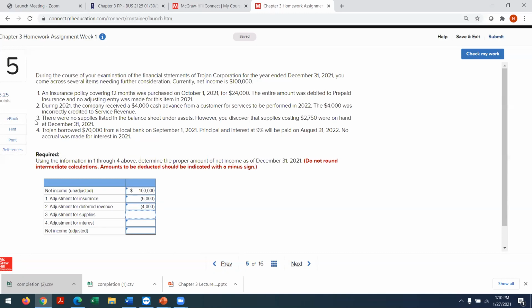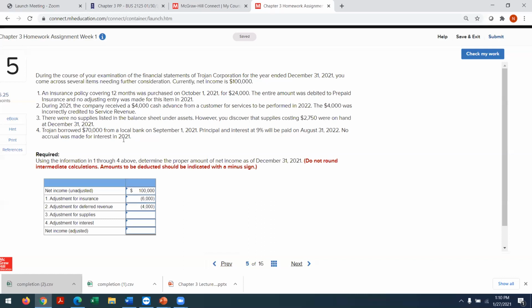Number 3. There were no supplies listed in the balance sheet under assets. However, you discovered, wait a minute, this is a plus. No, it's a negative. That's right. Sorry, I had to think out loud. Would y'all believe that was a learning experience, or do you think I really screwed up? I really screwed up. There were no supplies listed in the balance sheet under assets. However, you discover that supplies costing $2,750 were on hand at December 31st, 2021.